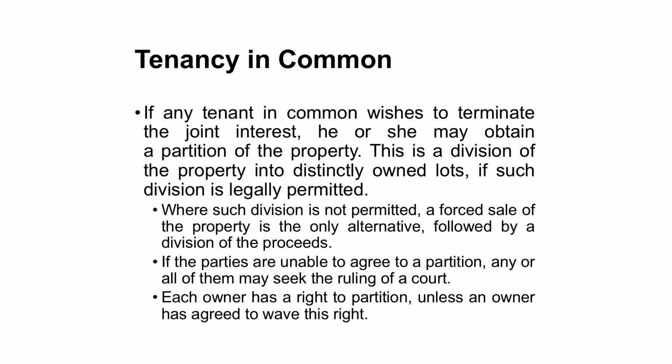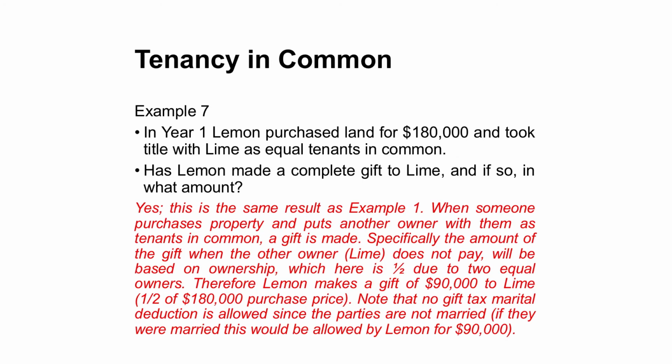So let's go through some tenancy in common examples. You can read through all this and what happens with division. In tenancy in common, division of property is allowed. One owner can simply split the property if they want. The other forms, that's not the case. So example 7: Lemon purchases the land for $108,000 and takes title with Lime as equal tenants in common. So that means it's 1/2, 1/2. You can designate the ownership of tenants in common. So they're saying 1/2, 1/2 equal.